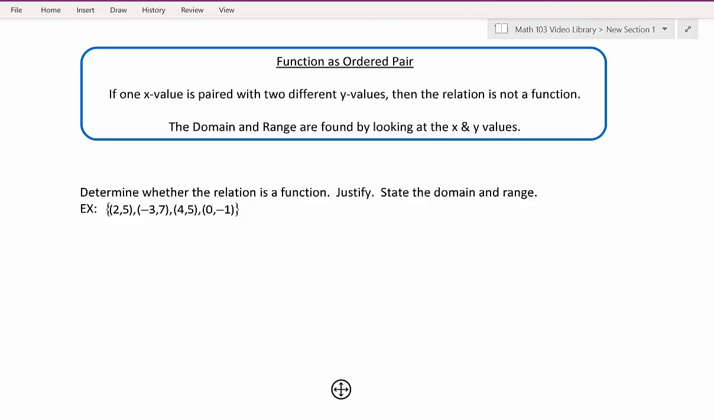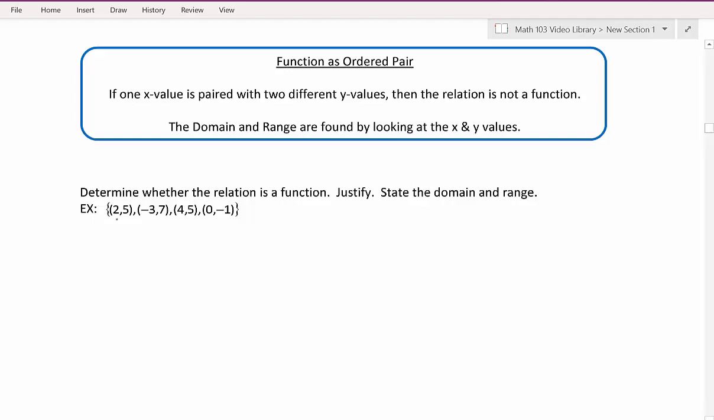So let's determine whether each relation is a function. We'll justify it, and then state the domain and range. So let's take a look. Is this set of ordered pairs a function or not? Well, what we want to do is make sure that each x value is paired with only one y value.